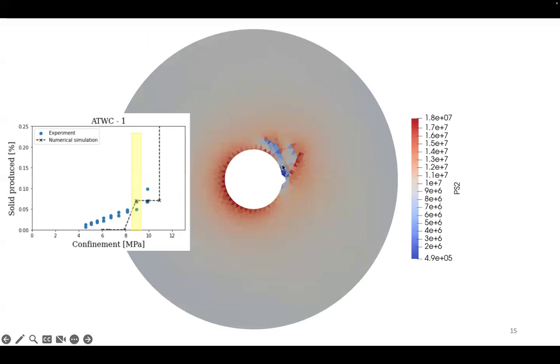Some snapshots from the simulation. For instance, at this particular phase of the experiment, some of the solids start to break from the wall, and you also have some fractures that propagate inside the specimen, but still they do not close up, and so they do not form fragments that can be moved by the fluid flow.